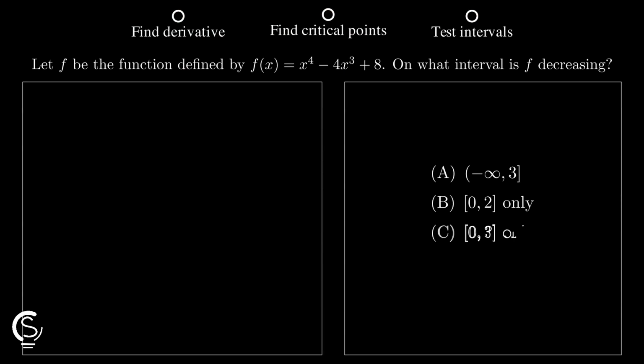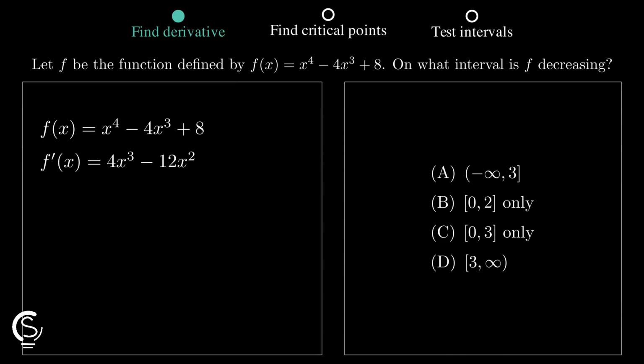First, we find the derivative of our function. Using the power rule, the derivative of x to the fourth minus 4x cubed plus 8 is 4x cubed minus 12.